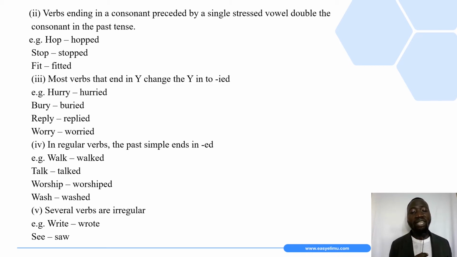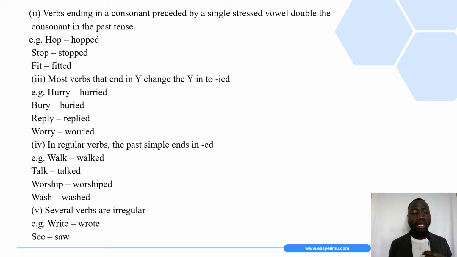So we just add the suffix -ed to the base verb. For example, walk, if we add -ed, we will have walked. Talk, we will form a new word that is talked. Worship, worshipped, wash, washed, and so on.